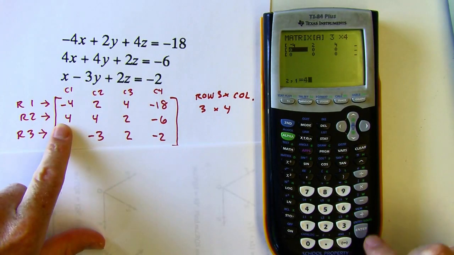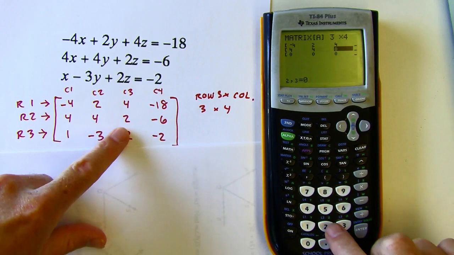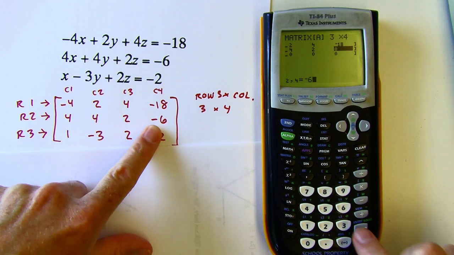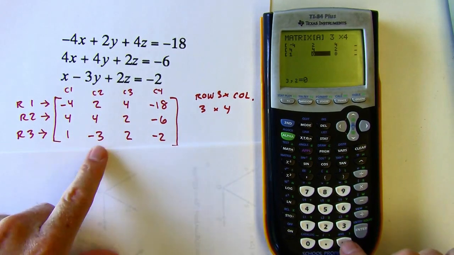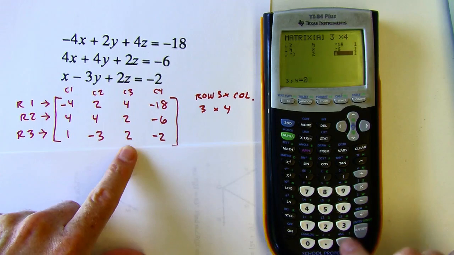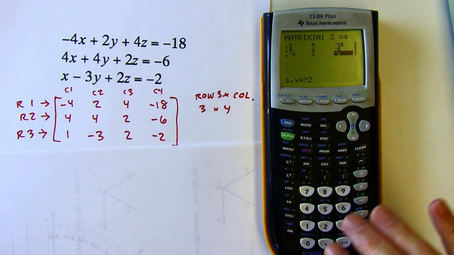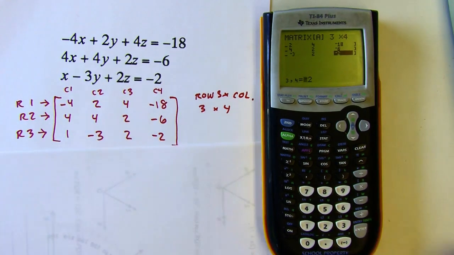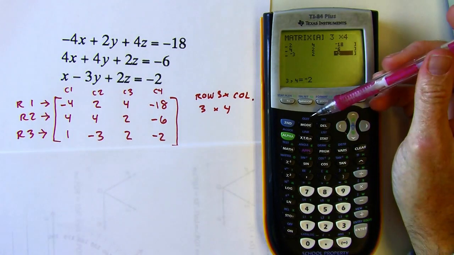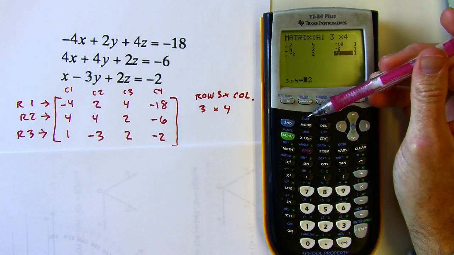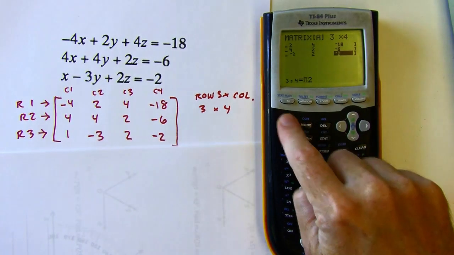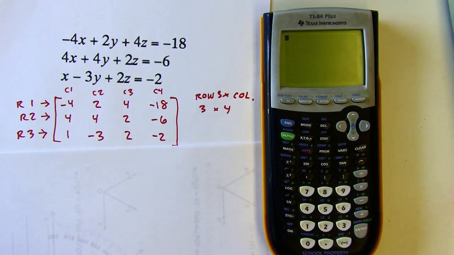So I'm here now, 4, 4, 2, negative 6, and then I've got 1, negative 3, 2, negative 2. The bell just rang. Okay, so I've got that all entered. So now what I want to do is go back to my home screen. I'm going to do that with the quit function. It's right above mode. So I'm going to hit second and then mode to quit to go back to my home screen. Okay, so now I'm on my home screen.